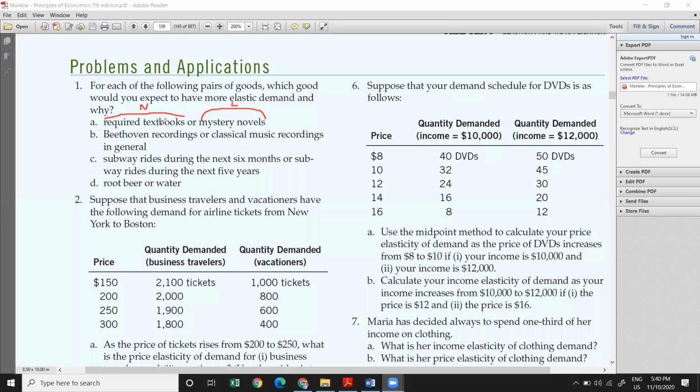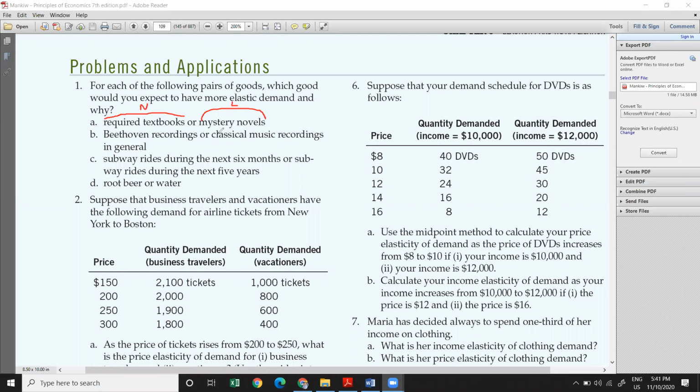So required textbooks are inelastic, mystery novels are elastic, and we categorize them as necessity product and luxury product. So this is about A. B, Beethoven recordings and classical music recordings in general.